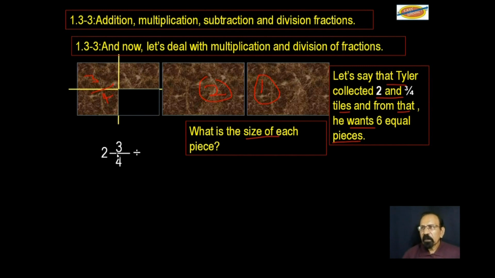In effect, he has to divide 2 3/4 by 6, not multiply this side. So what would be the size of one of the pieces? So 2 3/4 divided by 6. We set it down like this for a particular reason that you will find out in a little while. So we're dividing by 6/1.